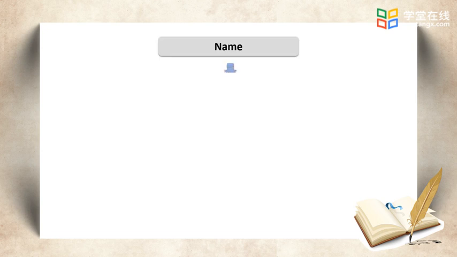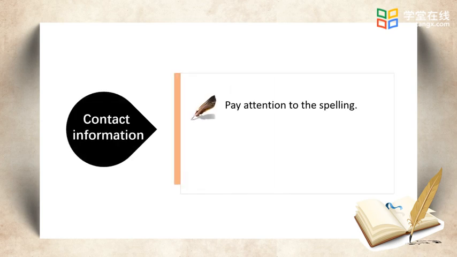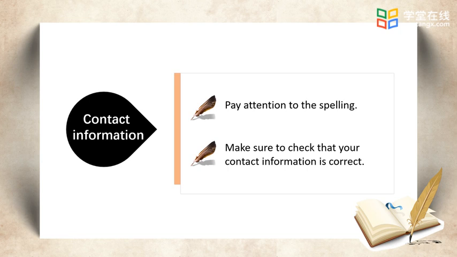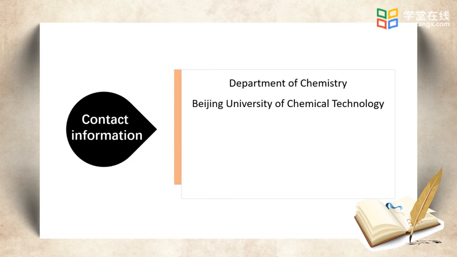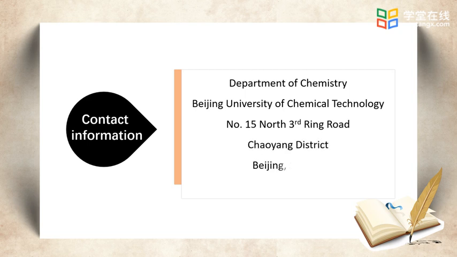Then display your contact information. Pay attention to the spelling. Make sure to check that your contact information is correct. For example, Department of Chemistry, Beijing University of Chemical Technology, number 15 North 3rd Ring Road, Chaoyang District, Beijing, 100029, People's Republic of China. Email address and phone numbers could be added too.